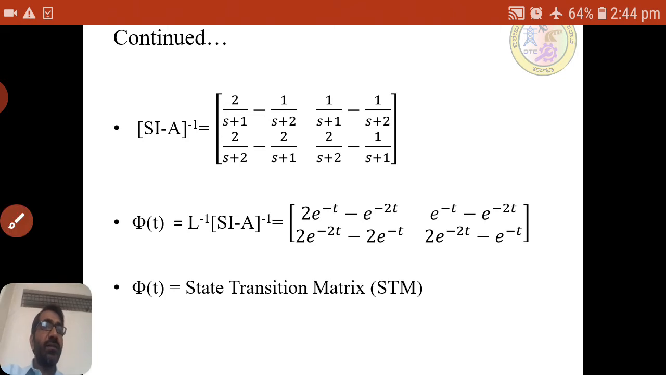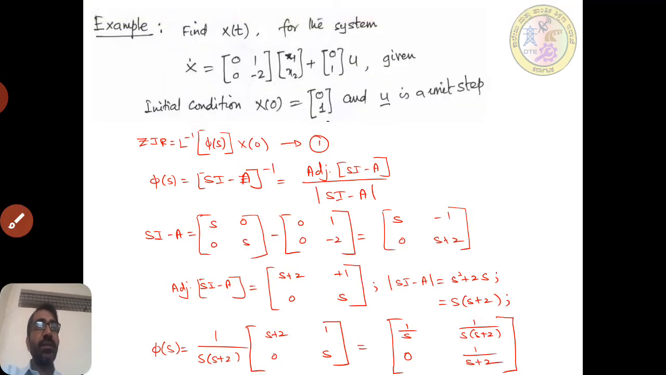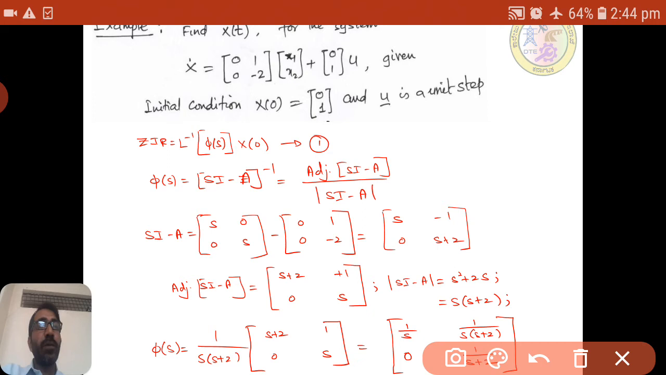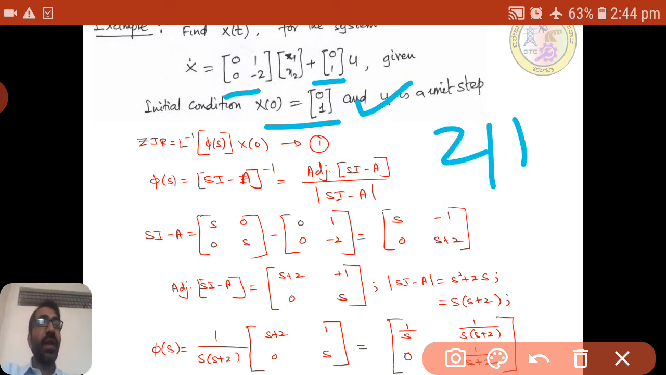Okay, so the next one. Here the problem has given the A term and B term and also x of 0, like the previous one. So if they have given x of 0, then obviously we need to calculate ZIR and ZSR.